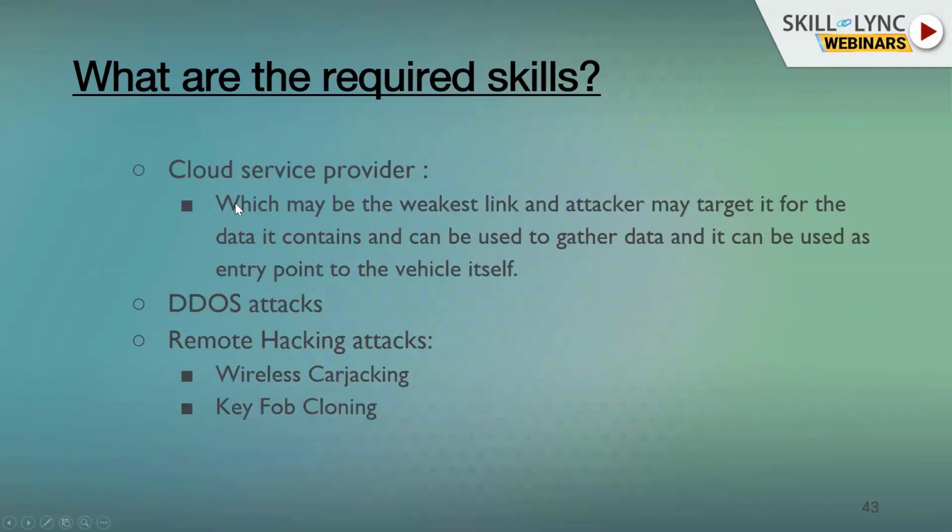Then you could also go for cloud security, meaning cloud service providers, because OEMs are employing these clouds for maintaining their database, as a secure server, for secure updates, all those things. So cloud is also coming majorly into the picture of automotive. Then distributed denial of service attacks could be possible. How remote hacking could be possible. So wireless carjacking is there, key fob cloning is there. All those things are going on literally. You have to understand all of them.